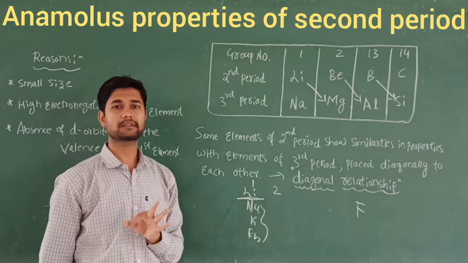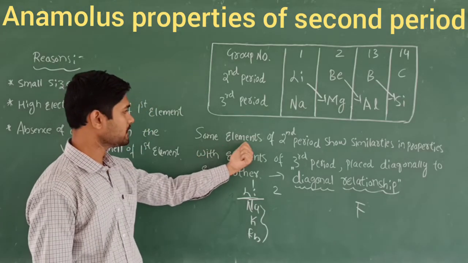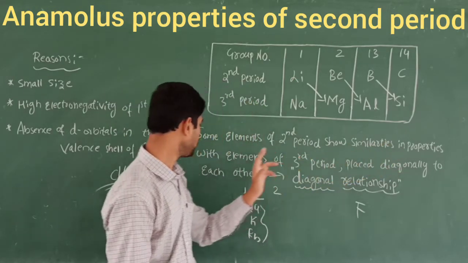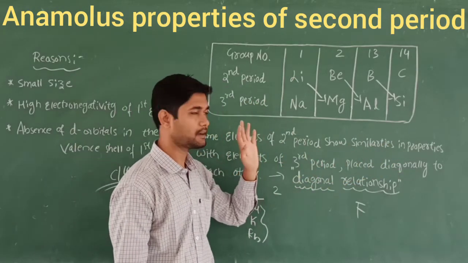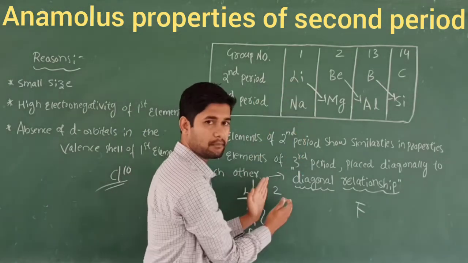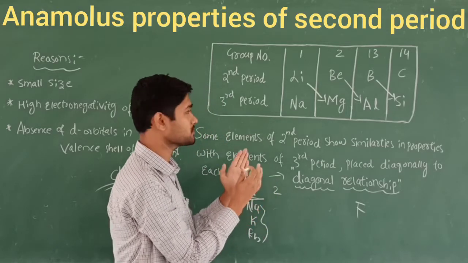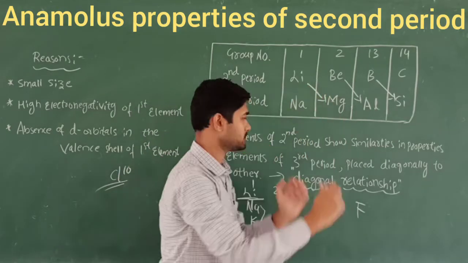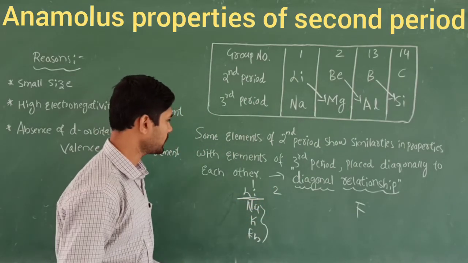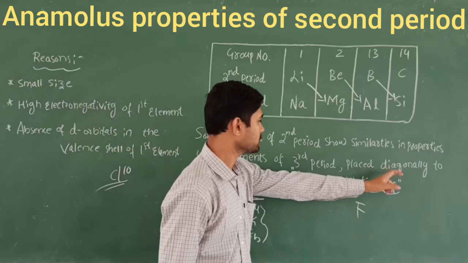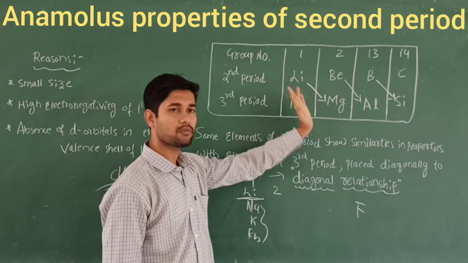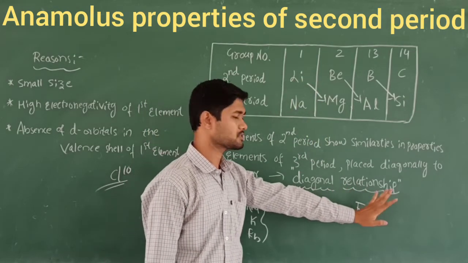What do you mean by diagonal relationship? Let's define it. Some elements of the second period show similarities in properties with the elements of the third period. Instead of showing similar properties to the same family of group 1 elements, lithium shows properties similar to the group 2 elements, which are placed diagonally to each other in the third period. This relation we call the diagonal relationship.